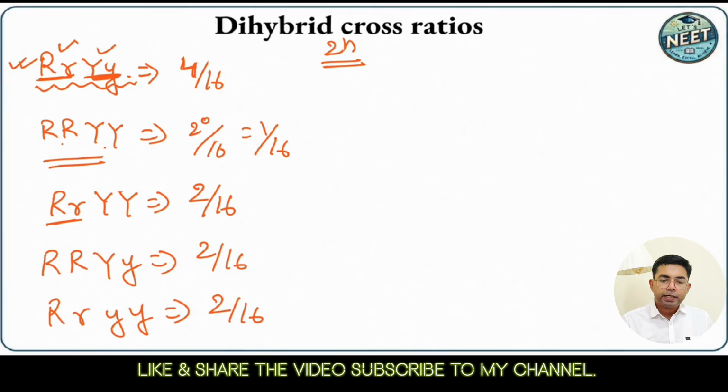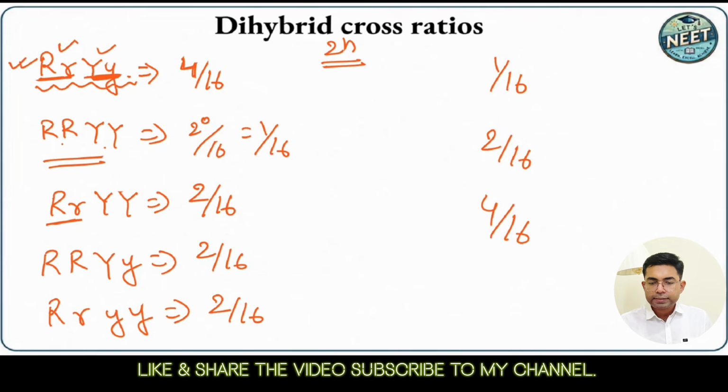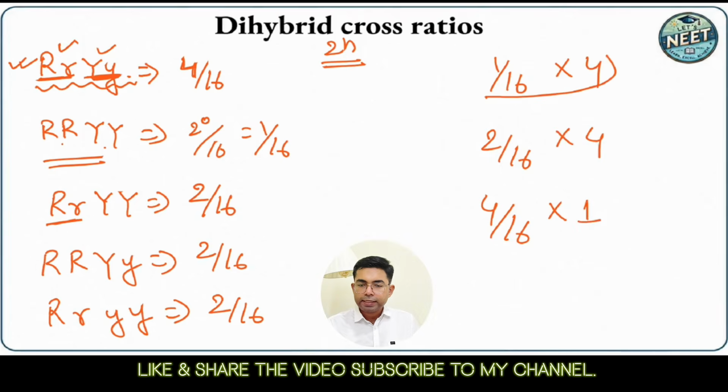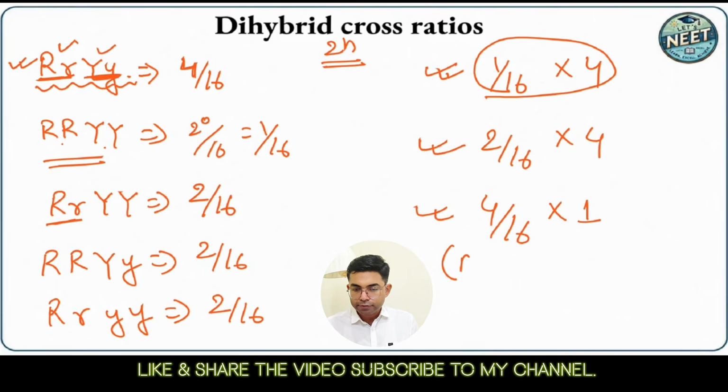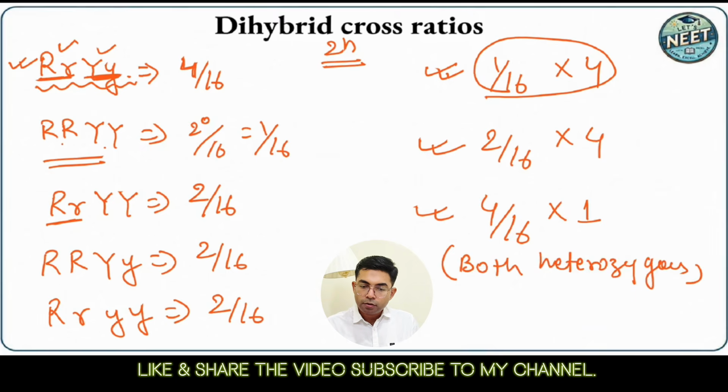So overall, you will realize that for the different genotypes, there will be 3 values only, either 1 by 16, or 2 by 16, or 4 by 16. 4 by 16 comes once, 2 by 16 comes 4 times, and 1 by 16 comes 4 times. This is the case when there is one homozygous, when there is both homozygous, right? Here one homozygous, one heterozygous, and here both. So let me write it here, both heterozygous. This one is one homozygous, another heterozygous, and here both homozygous.